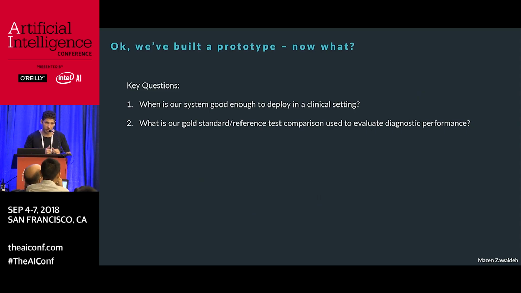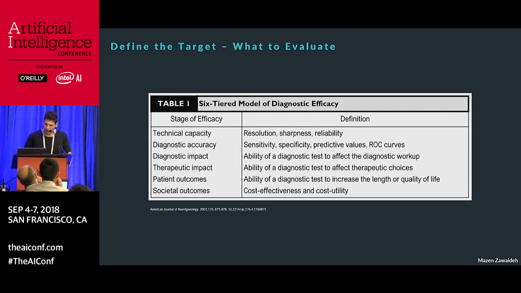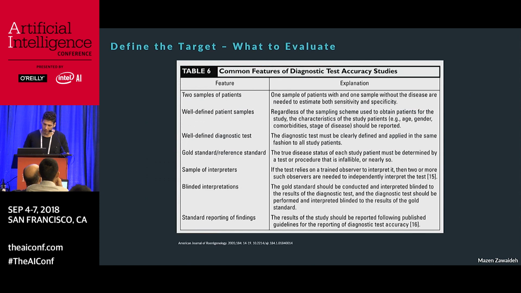So let's say you build a prototype application, which we'll be doing in just a minute. You need to know when your system is good enough to deploy in a clinical setting. To do that, you're going to need a gold standard or a reference test comparison. That falls into the realm of diagnostic accuracy, where, as I mentioned, sensitivity, specificity, predictive values, and ROC curves come in. I'm going to go into that in a moment. And you want to compare the values that you calculate from your model to the gold reference standard.